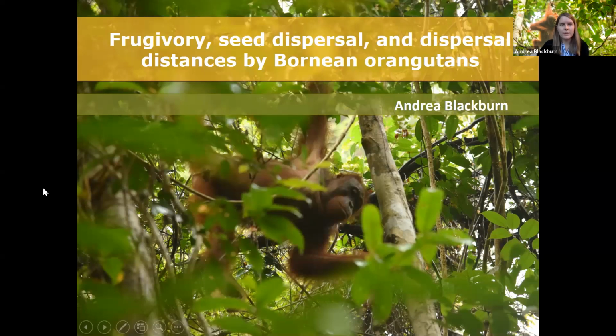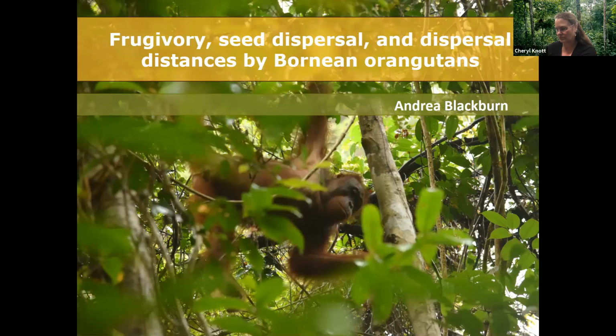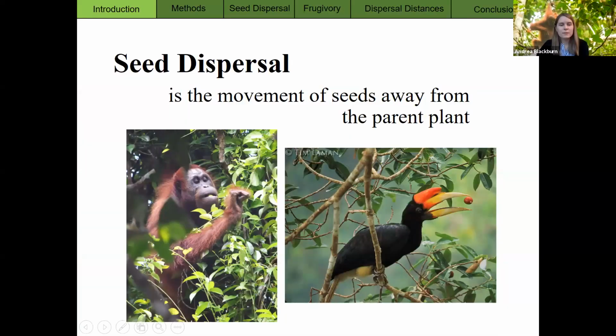All right. Like Cheryl said, my talk is on frugivory, seed dispersal, and dispersal distances by Bornean orangutans. Seed dispersal is the movement or spread of seeds away from the parent plant. In order for plants to move their seeds, which contain their genetic material, into new locations, plants use vectors. Some plants use abiotic vectors, such as wind, water, or gravity, to move their seeds, but the majority of plants in tropical forests rely on animal vectors.